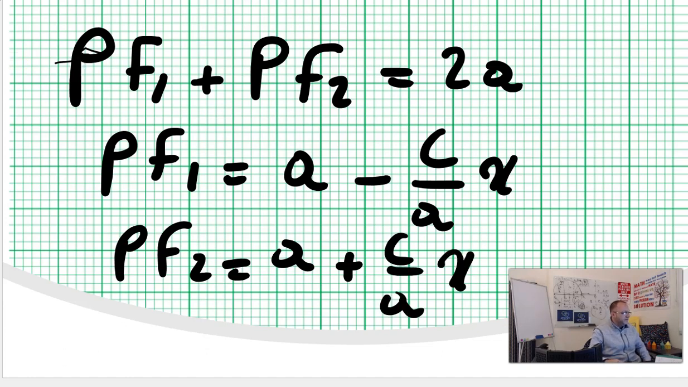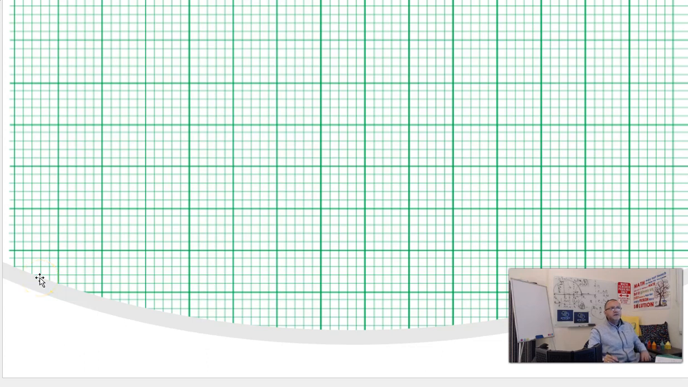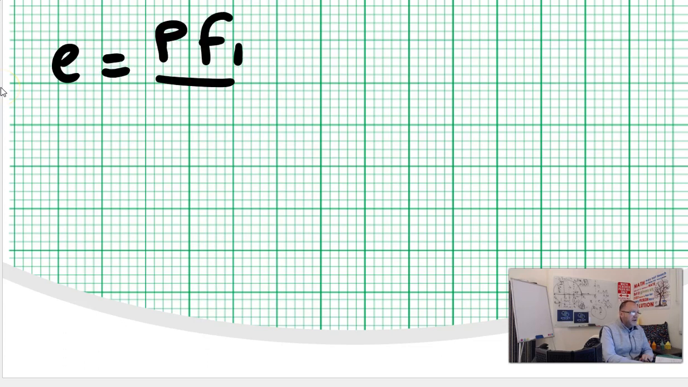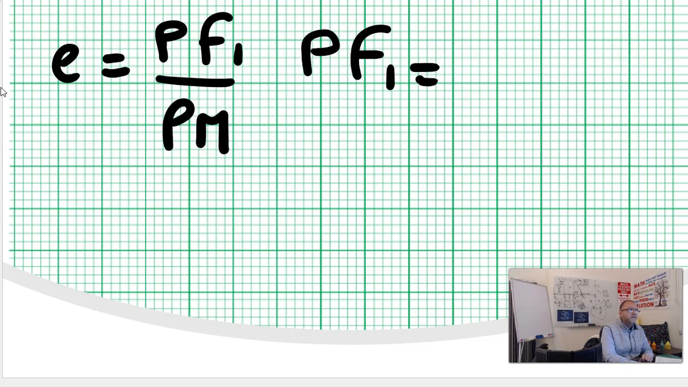More formulas? Well, again, don't memorize it. Just try to derive it. Go with E equals PF1 divided by PM. So if you want just PF1, this equals E times PM, right? And now that you know that E equals what?